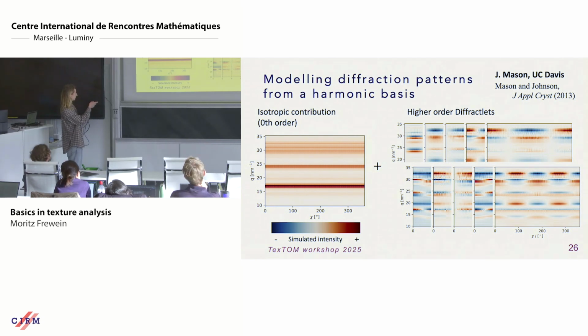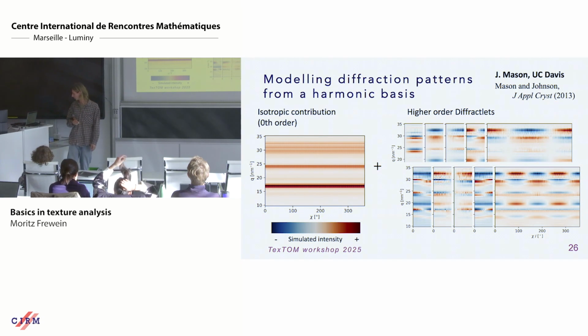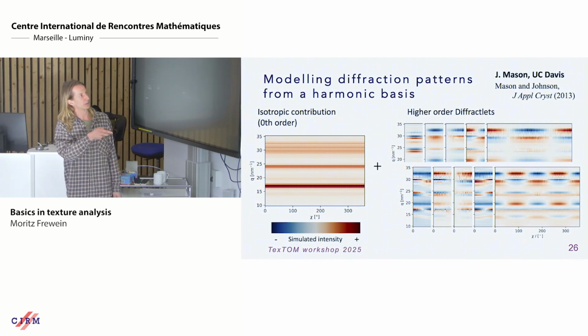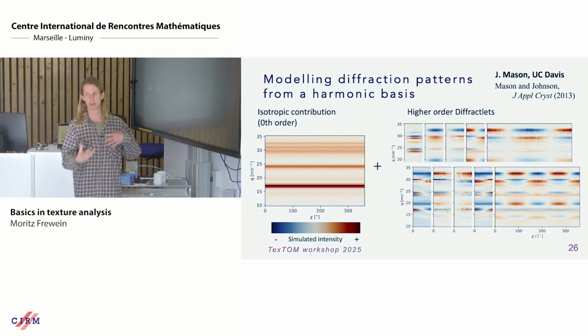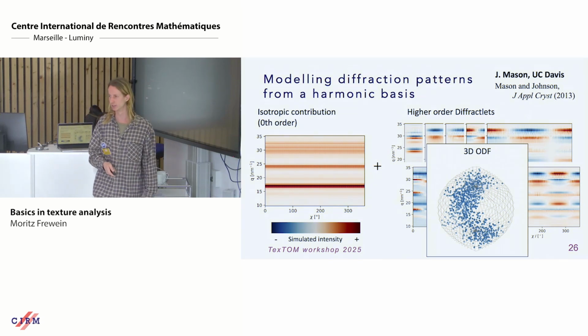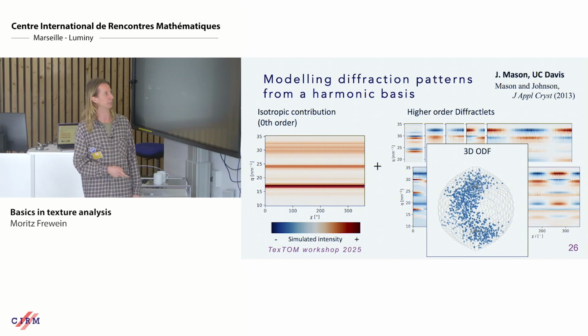It's important to notice that these are not yet diffraction patterns. They have positive and negative values, but basically we have this 0 order, which gives the baseline, and the other ones make it oscillate around in the azimuthal direction. So this is how we model a diffraction pattern, and from the coefficients of these diffractlets, which correspond again to the hyperspherical harmonics, we can then conclude the 3D orientation distribution function.